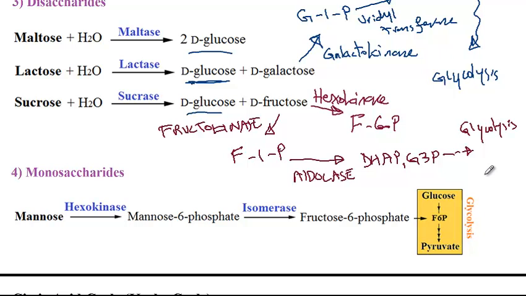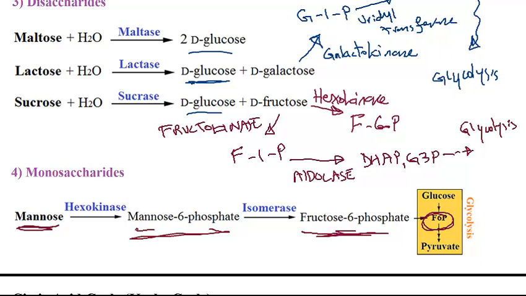And then finally we have monosaccharides like mannose, which is another hexose sugar that is closely related to glucose and is often released from digestion of different polysaccharides and glycoproteins. Now mannose via the hexokinase enzyme will be converted into mannose 6-phosphate, which via the isomerase converts into fructose 6-phosphate, and then fructose 6-phosphate can now enter the glycolysis reaction and carry out this pathway.